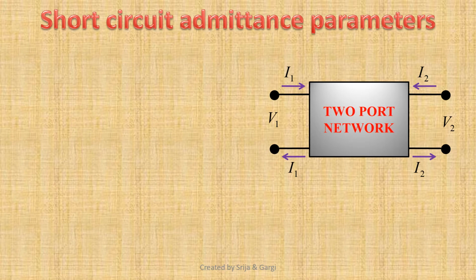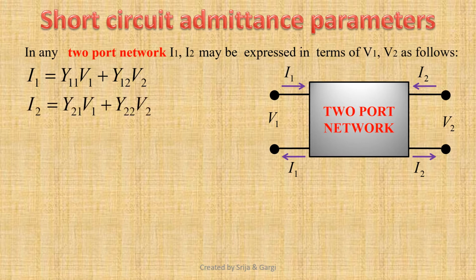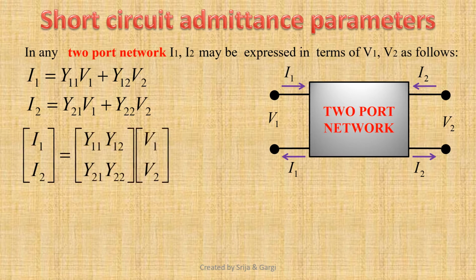Short-circuit admittance parameters represent the relation between the port currents and the port voltages in the two-port network. That is, when we use short-circuit admittance parameters, we express input and output port currents I1 and I2 in terms of input and output port voltages V1 and V2. The linear equations used are I1 equals Y11 V1 plus Y12 V2 and I2 equals Y21 V1 plus Y22 V2. These two equations can be written in matrix form as follows. Matrix of I1, I2 equals matrix of Y11, Y12, Y21, Y22 into matrix of V1, V2. Or simply we can write matrix I equals matrix Y into matrix V.